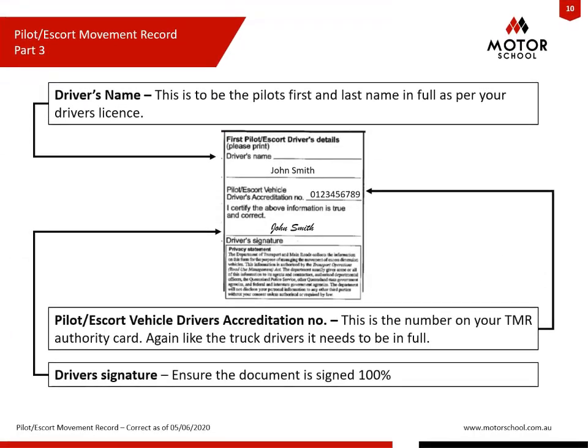For most pilots, this part should be pretty easy. This is where you complete your details. So your name in full, your authorization or accreditation number in full, and then you sign it. Make sure your name is complete, and we often get pilots who either put their initial rather than their name or leave the 0 off.